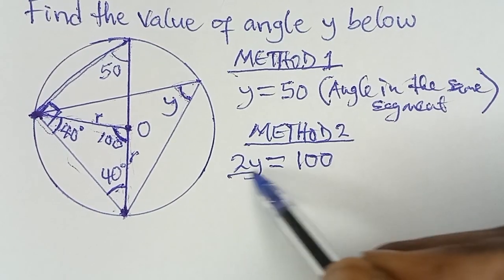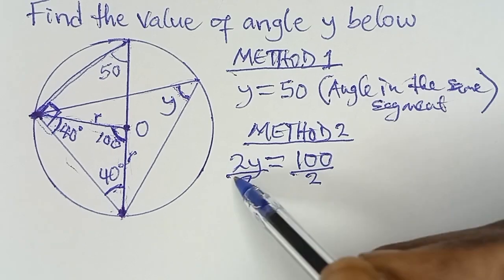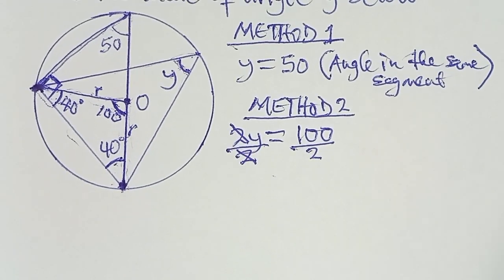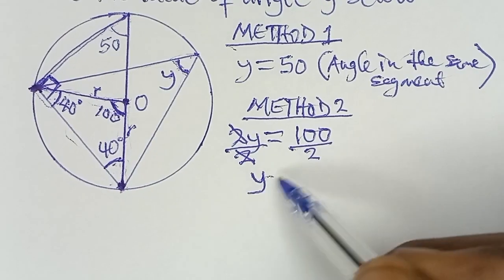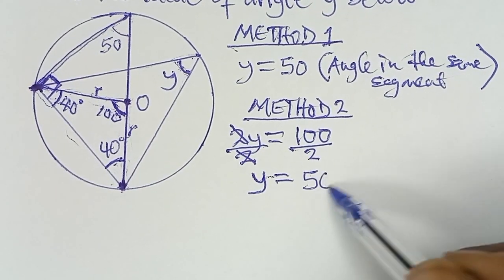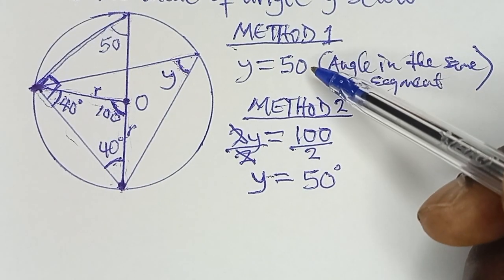So for me to get the value of y, I simply divide this by 2 and I divide this by 2. This cancels this, and then finally I have the value of my y there. 100 divided by 2 is 50. So I have y as 50 degrees, which is what I obtained before.